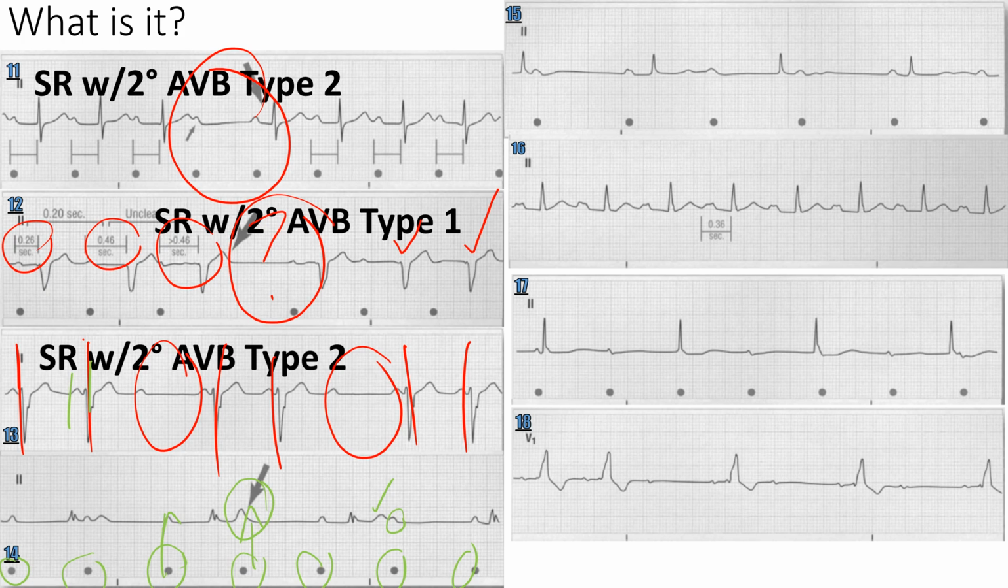What else tells me it's a third degree AV block? I got a ridiculous PR interval. Look at this PR interval right here. That's ridiculous. Also, is there AV association or dissociation? AV dissociation. Okay, so a third degree AV block.